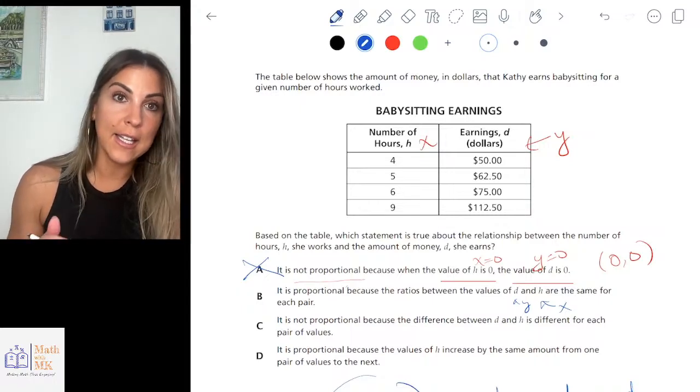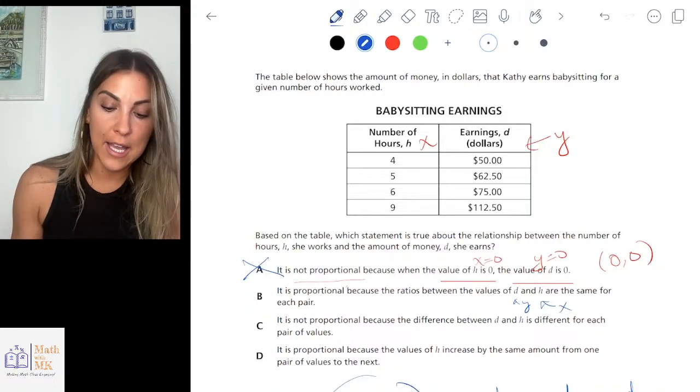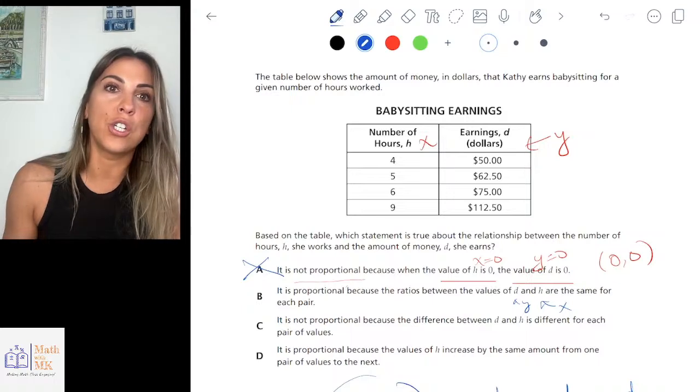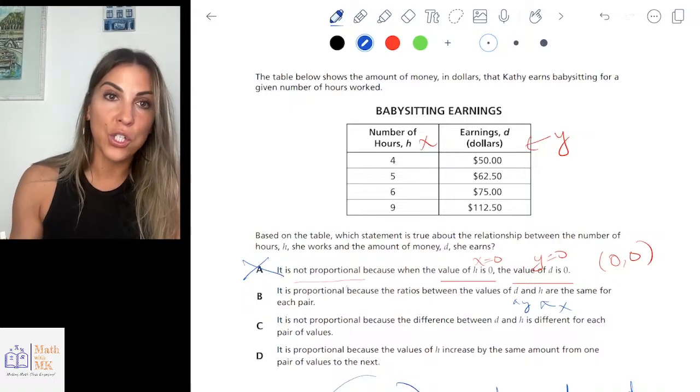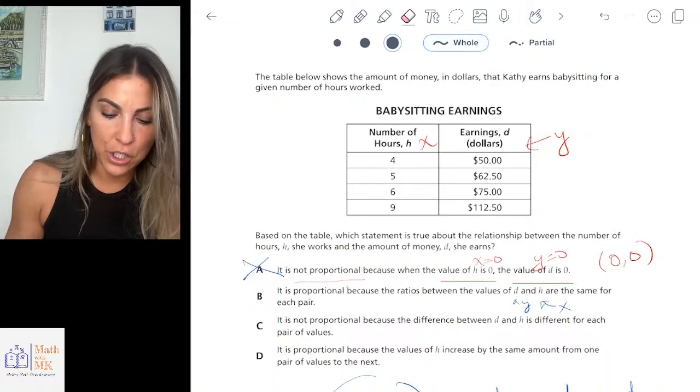So the reasoning in D is correct as far as the definition of being proportional. It's saying that all of my Y over X ratios are equal. If that's true for this table, then yes, it's proportional. So let's find out if it's actually true.